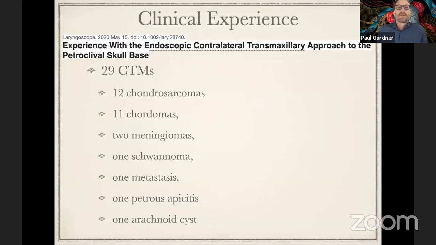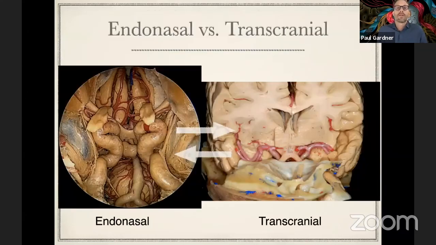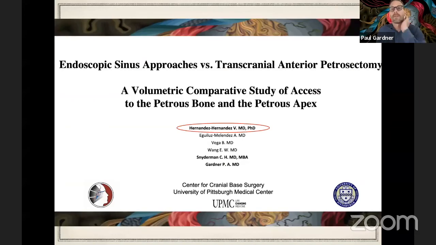I won't belabor this, but looking at using the CTM, we were actually able to get GTR in 75% of cases of the petrous portion for chordomas and chondrosarcomas. Again, endonasal and transcranial really are very complementary.